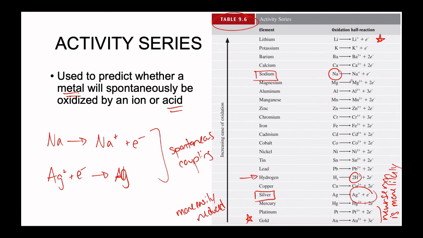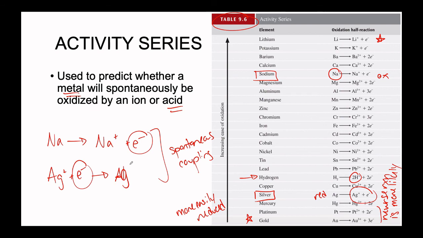Up on top, the sodium is going to be oxidized. Down below, the silver is more than likely going to be reduced. Sodium will be oxidized because it is giving off an electron. The silver will more than likely be reduced because it is taking an electron, and the charge is being reduced from this +1 to a neutral 0.